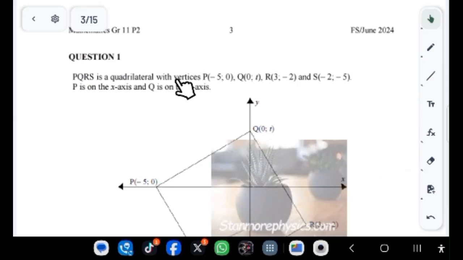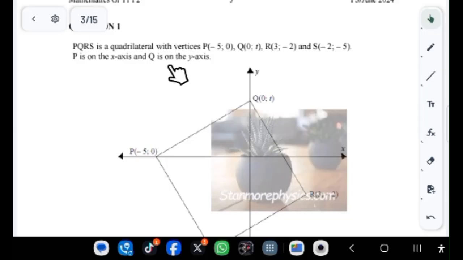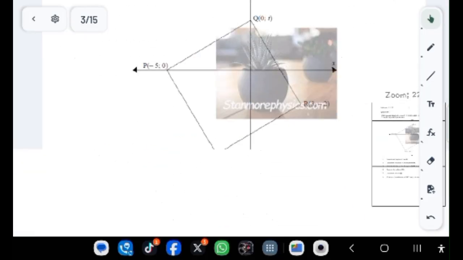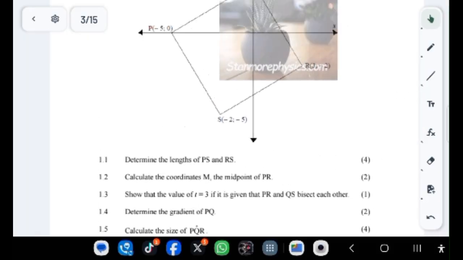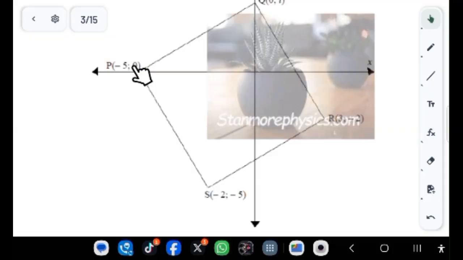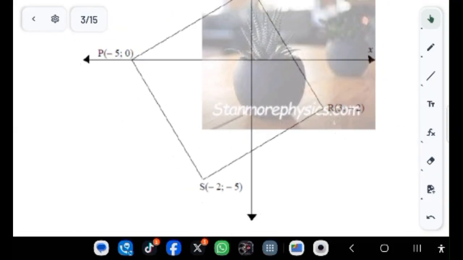PQRS is a quadrilateral with vertices P, Q, R, and S. P is on the x-axis, there is P, and Q is on the y-axis. There we go. Question 1.1. Determine the lengths of PS and RS. We're going to have to use the distance formula for this one. Let's first copy the coordinates of P, S and R.